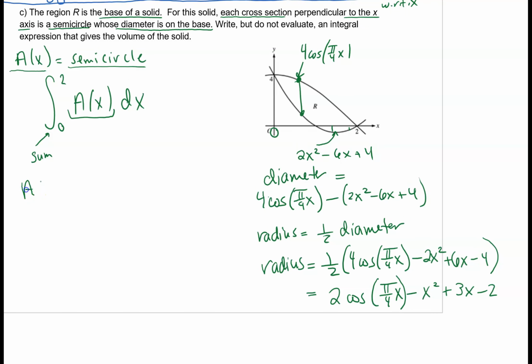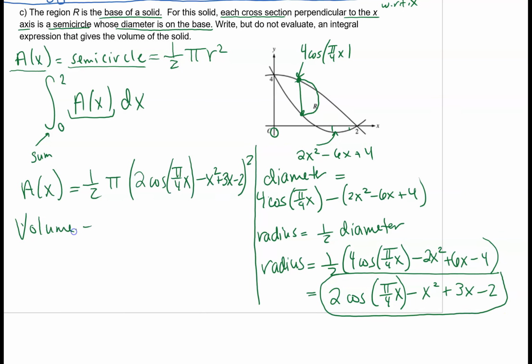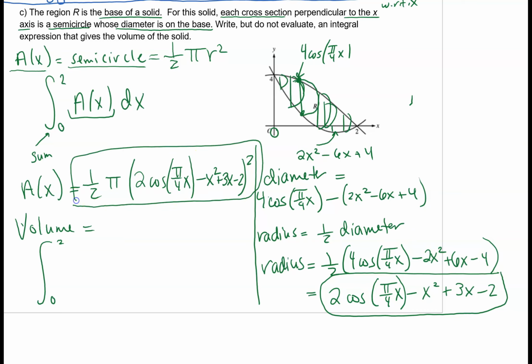So then I know that the area of each semicircle, so these are semicircles, right, which is half of pi r squared because it's just the top half of a circle. It's not doing the bottom half of the circle. So it would be 1/2 pi times this radius squared. Now, to get the volume of this cross-section, I now just integrate from 0 to 2. That's summing up all the infinitely many semicircles between 0 and 2 that are sitting on top of this base. So I'm summing up all the areas of all these semicircle cross-sections.